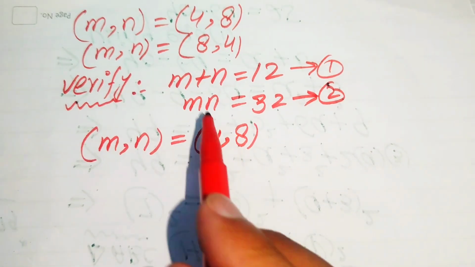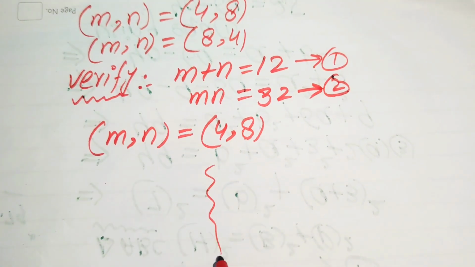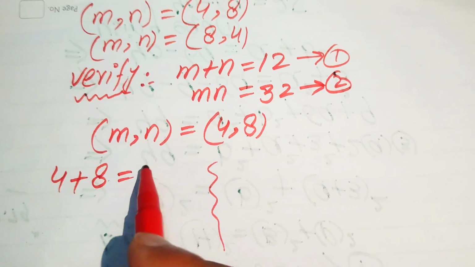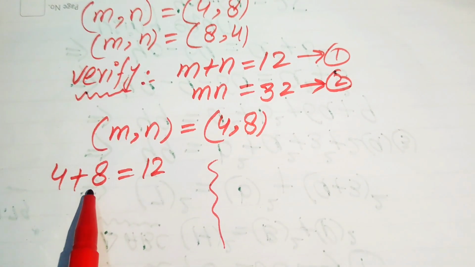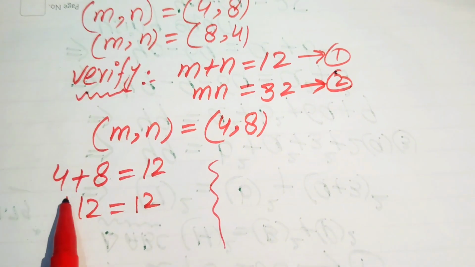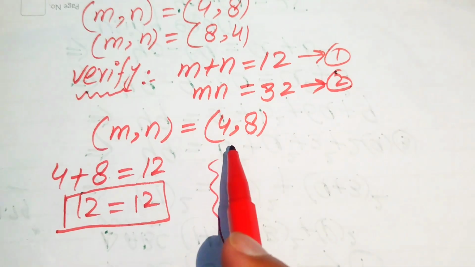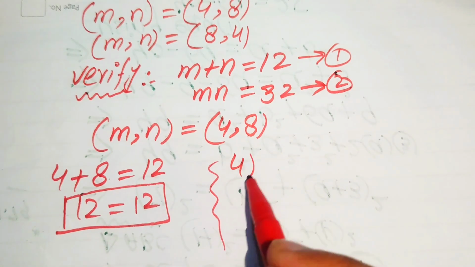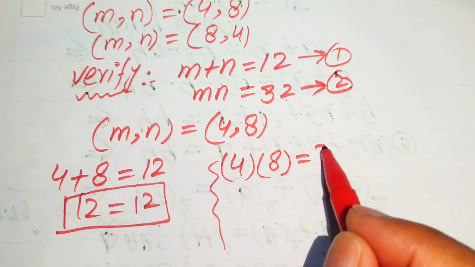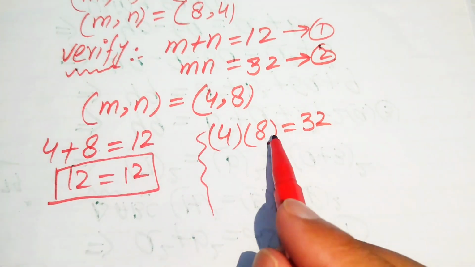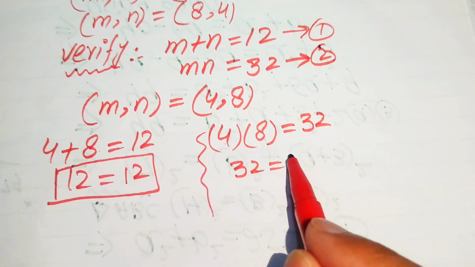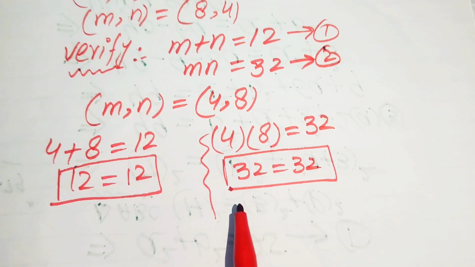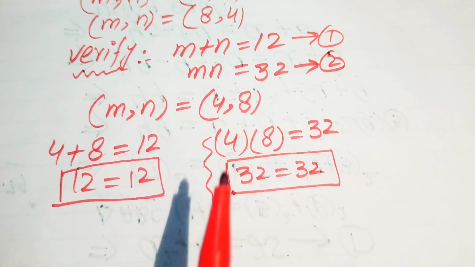So first we put these two values in equation number 1 and we write it here. This is m plus n equals 12. So we have 4 plus 8 equals 12, and 4 plus 8 is 12, equals 12. It means that these two values of m and n satisfy equation number 1, and when we substitute these two values in equation 2, it becomes 4 times 8 equals 32, and 4 8s are 32, equals 32. So this equation also tells us that both sides are equal when we take m, n equals 4, 8.